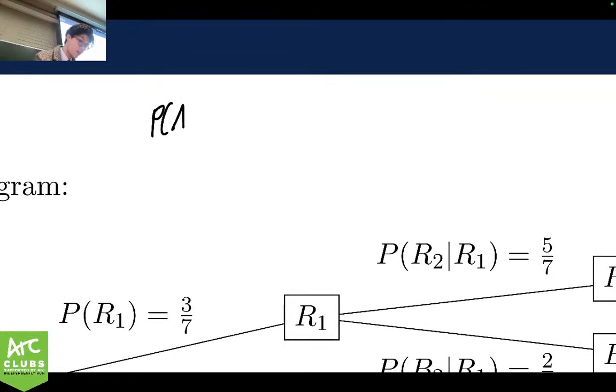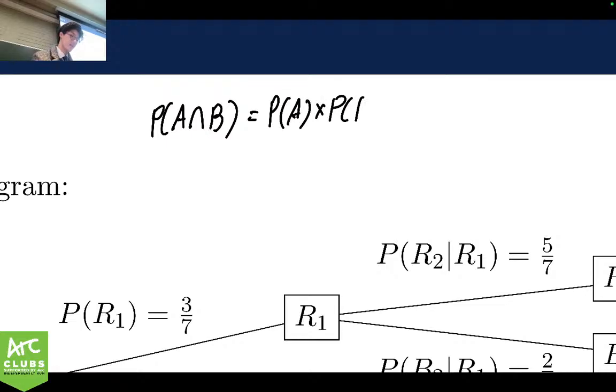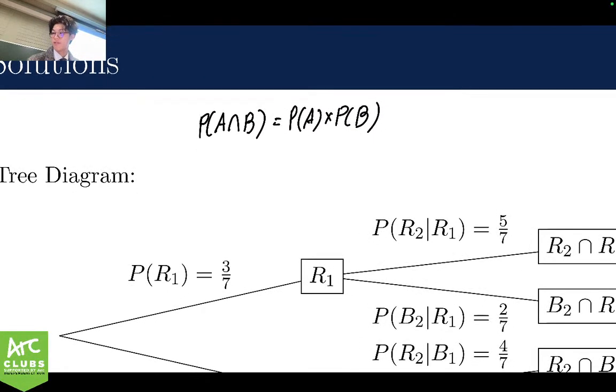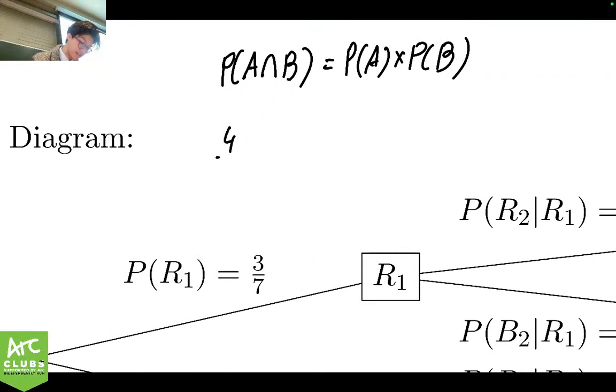Well, just for any two events, A and B, we want P of A and B being P of A times P of B. Which means we can state that they are statistically independent if they satisfy this condition. So let's check that it actually does. So P of A and B in this case will be 4 on 7 times 3 over 7.